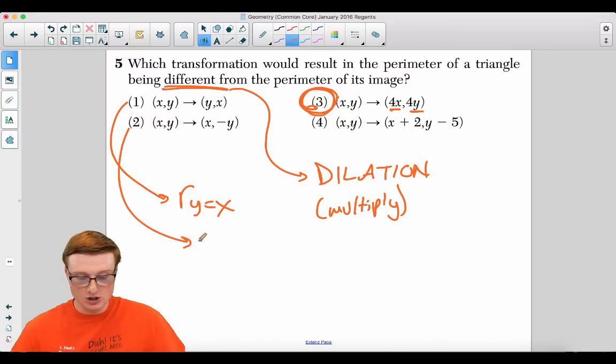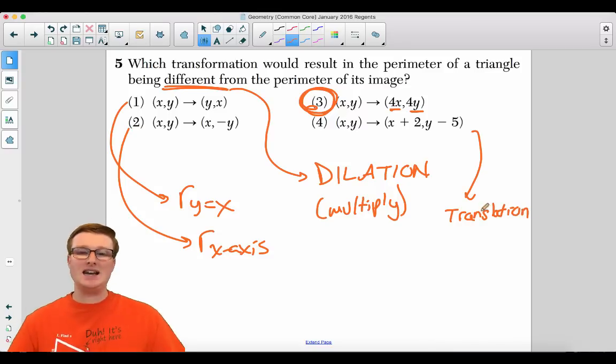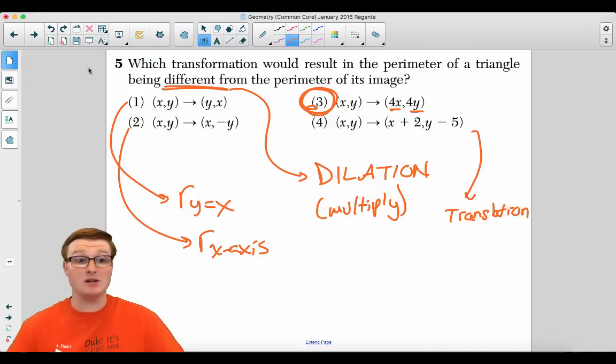Choice 1 is actually showing a reflection over the line y equals x. Choice 2 is showing a reflection over the x-axis. And choice 4 is just showing a simple translation. So none of those answers make any sense. So choice 3 would be the correct answer in this problem.